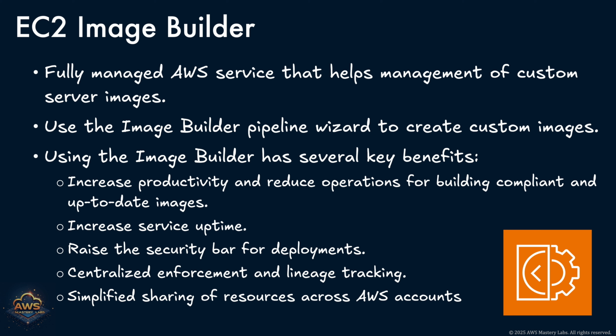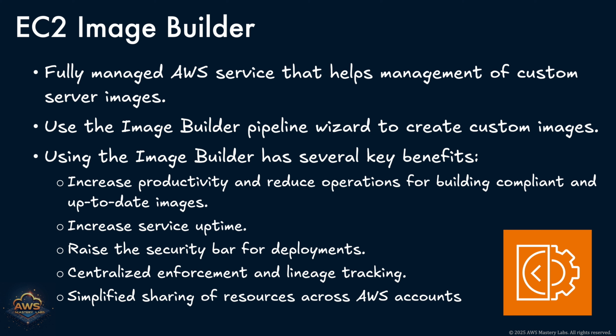EC2 Image Builder is a fully managed AWS service designed to simplify and automate the creation, management, and deployment of customized, secure, and up-to-date server images. With EC2 Image Builder, you retain full ownership of the images created within your AWS account. You can define image pipelines that automate everything from regular software updates and patching to testing and deployment. Alternatively, you can trigger builds manually for greater control.